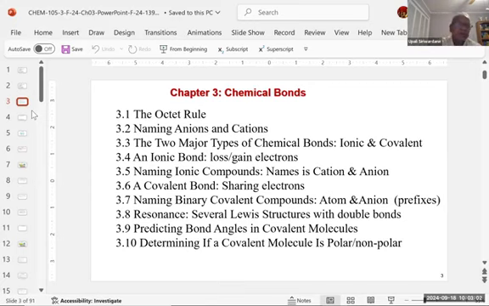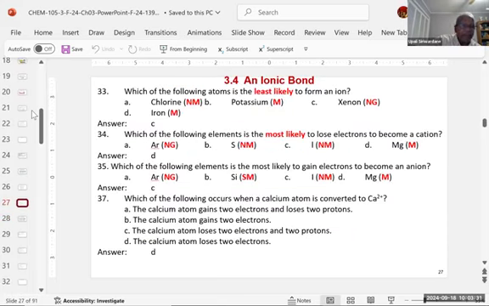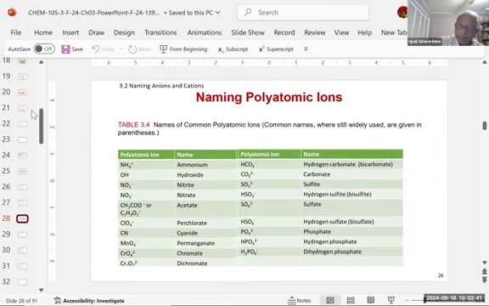3.5. And then we're going to go on to covalent bonding and the rest of the topics in chapter 3. Let me go there. I covered up to 27 last class period. So I'm going to start from polyatomic ions.